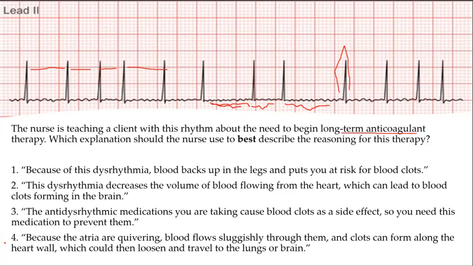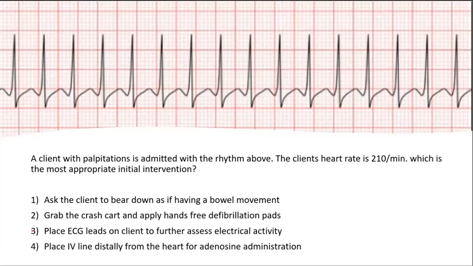So number 4 is going to be my correct answer, because the atria are quivering, blood flows sluggishly through them, and clots can form and all of that.